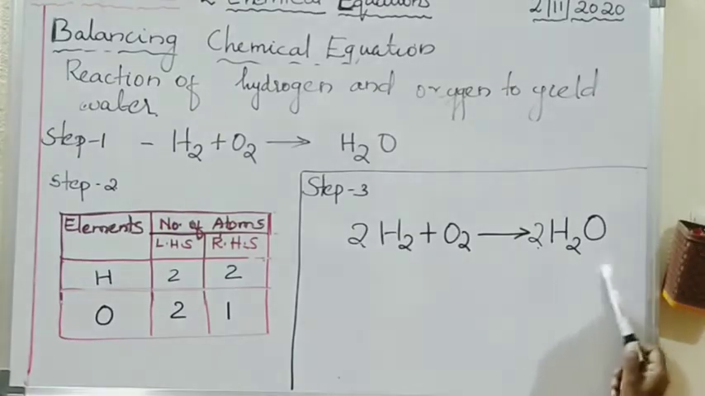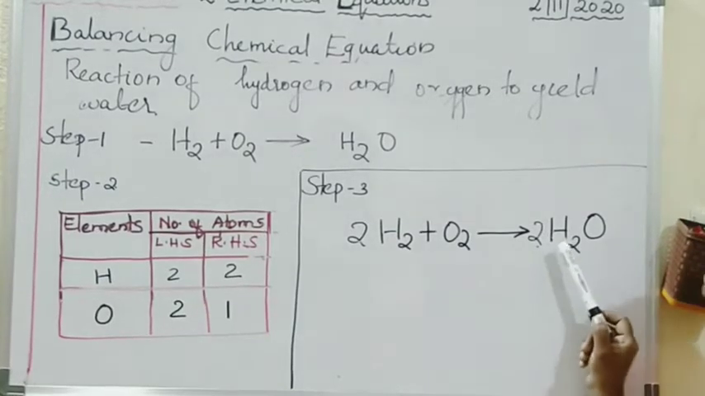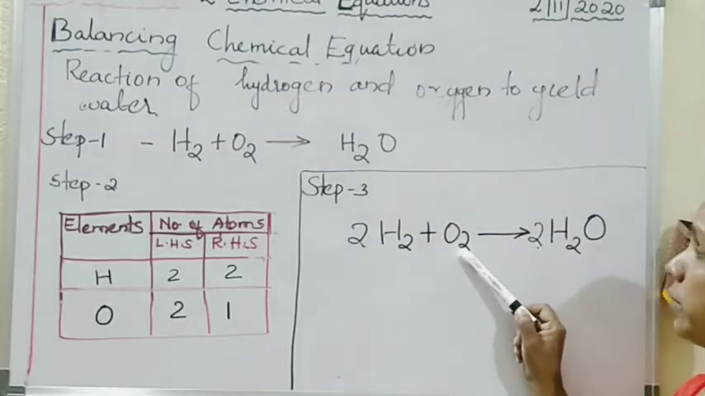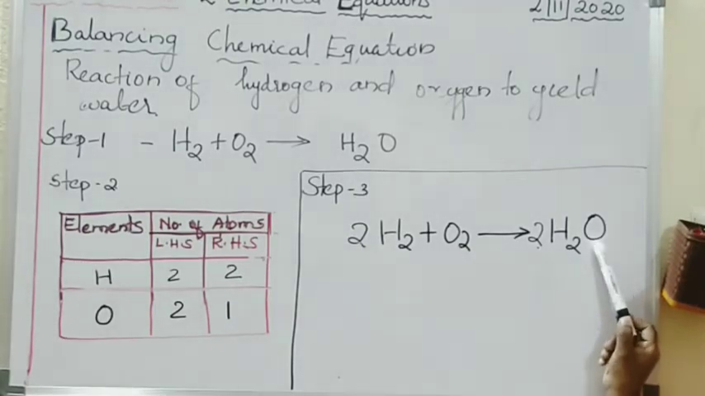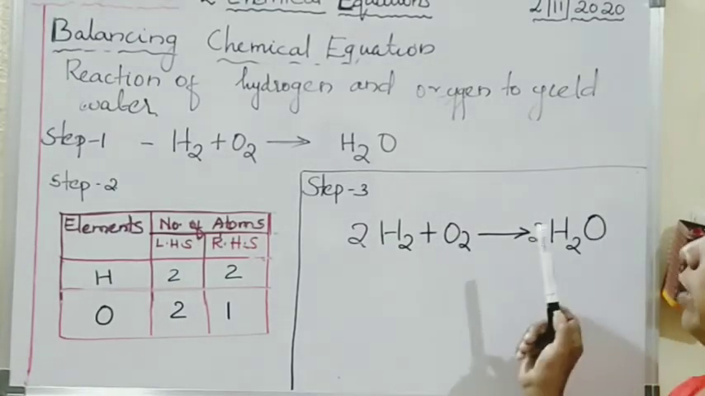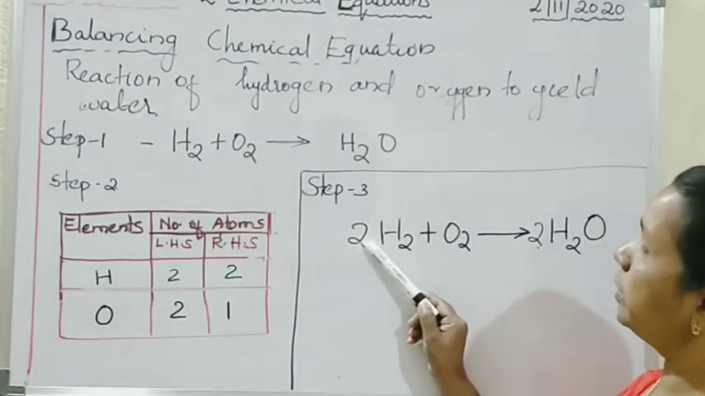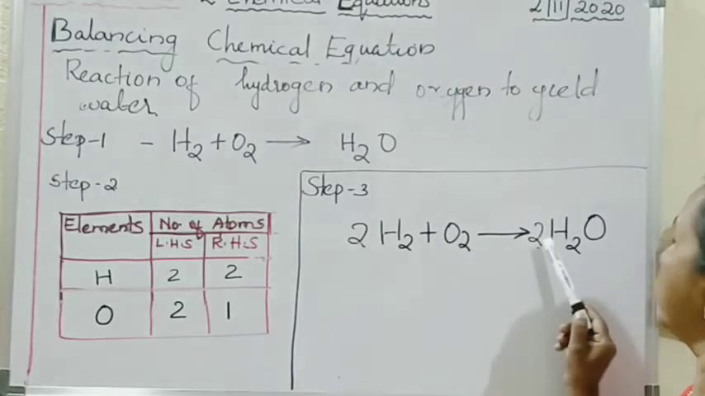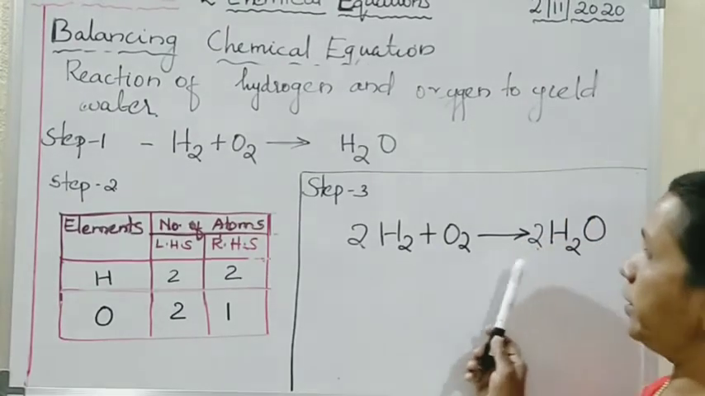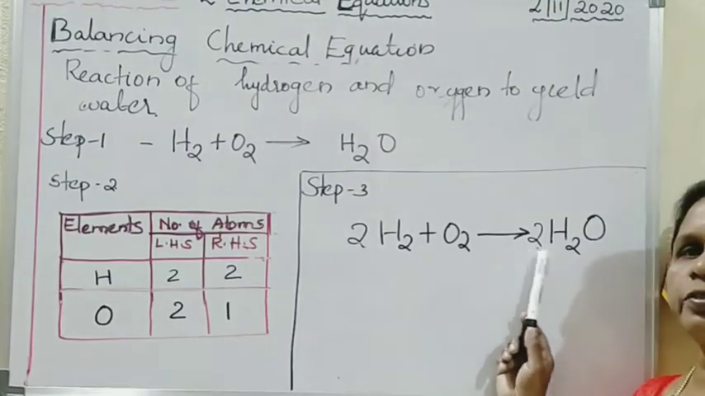This is a balanced equation. 4 hydrogen atoms on the left side and 4 hydrogen atoms on the right side; 2 oxygen atoms on the left side and 2 oxygen atoms on the right side. Now this is a balanced equation. Then the fourth step: take it as a simple ratio. We cannot take a simple ratio here, as 2, 1 and 2 have no common factor. Therefore we write the equation like this only. This is the balanced equation for hydrogen reacting with oxygen to give water.